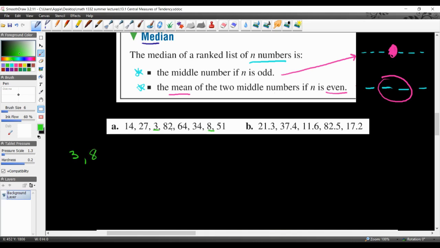Okay. 14. I'm just going in order here. What's next? 27, and then 34, 51, and 64, and finally 82.